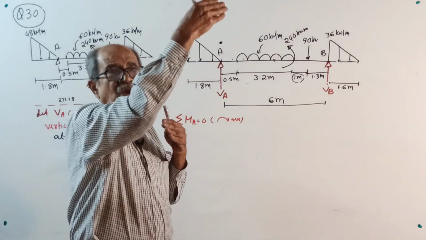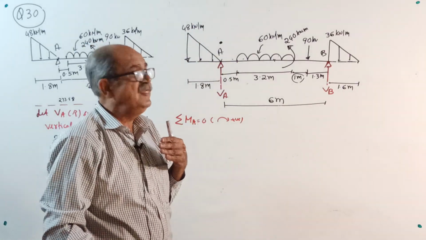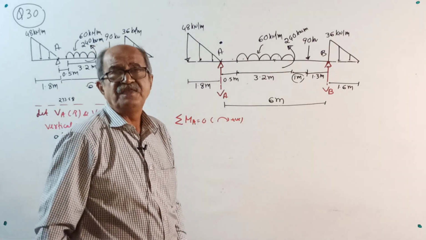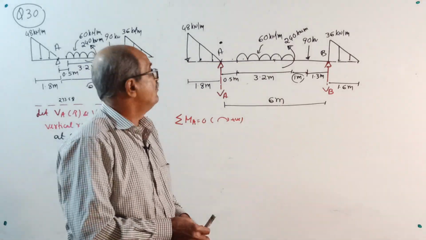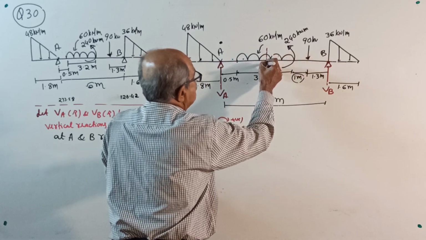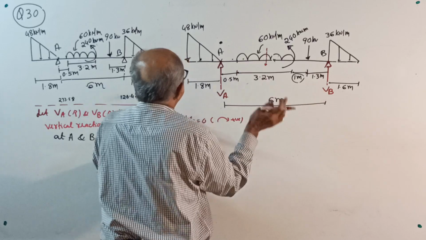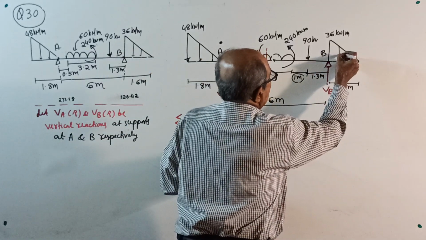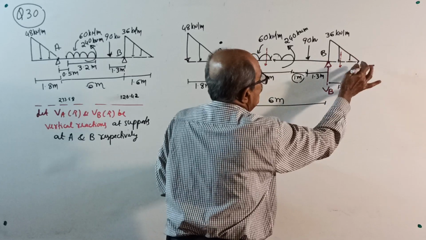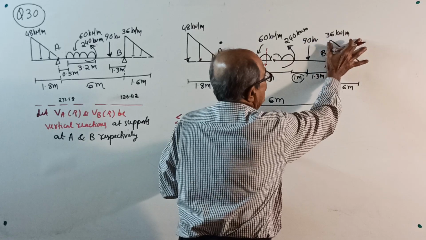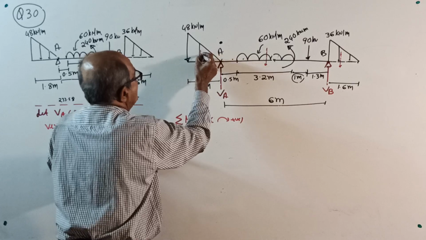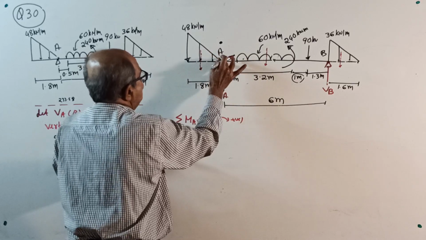For a UDL, the total load is the intensity of load into loaded length, acting at the center. For a uniformly varying load, the area of the triangle is the total load, acting through the CG. Now see here. This UDL total load will act here. How much total load? 60 into 3.2. This UVL total load will act on this side. How much total load? Half into base into height, the area of the triangle.